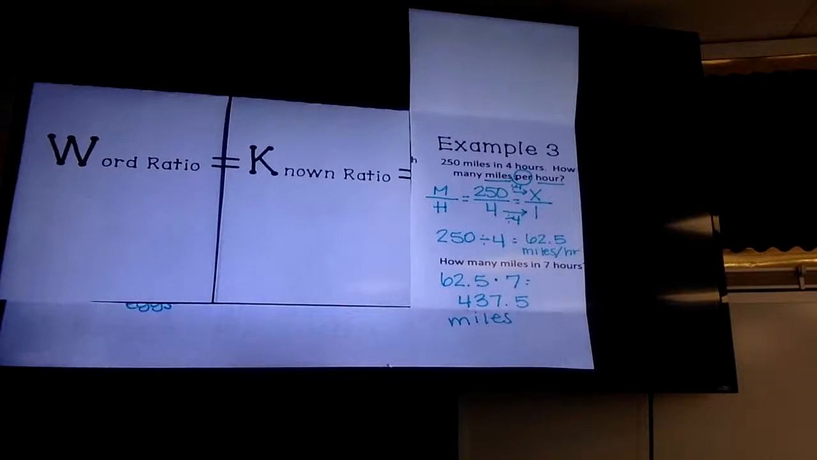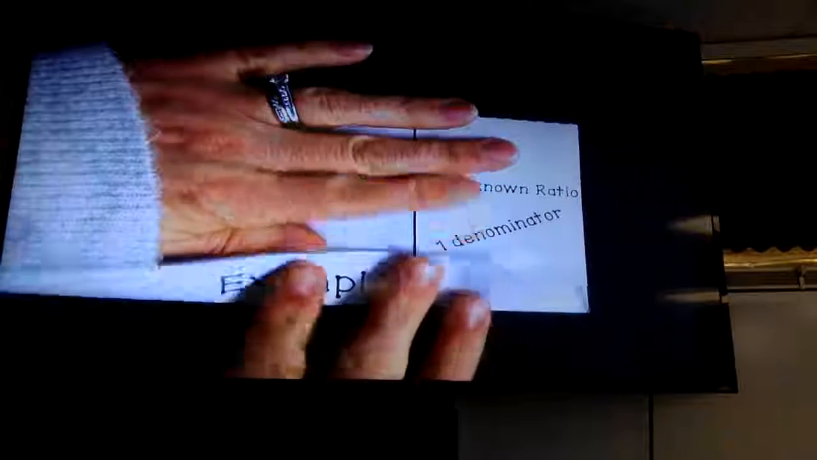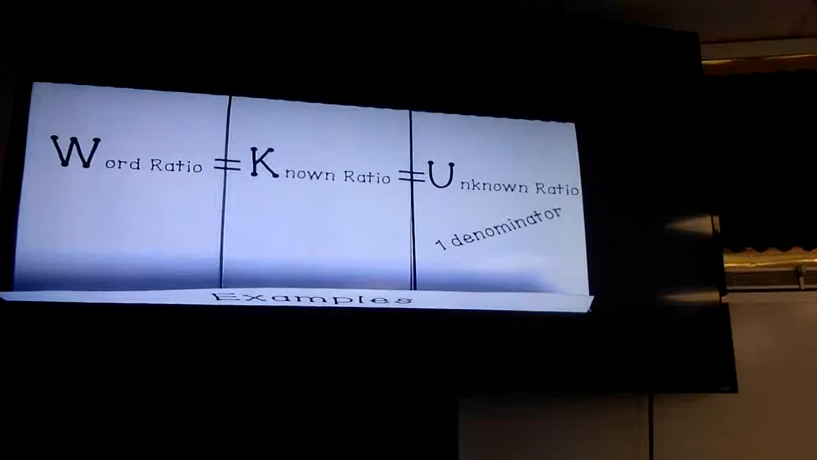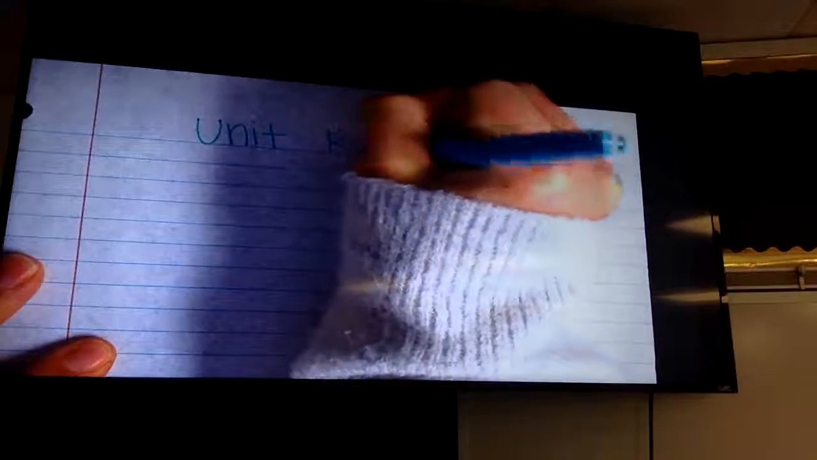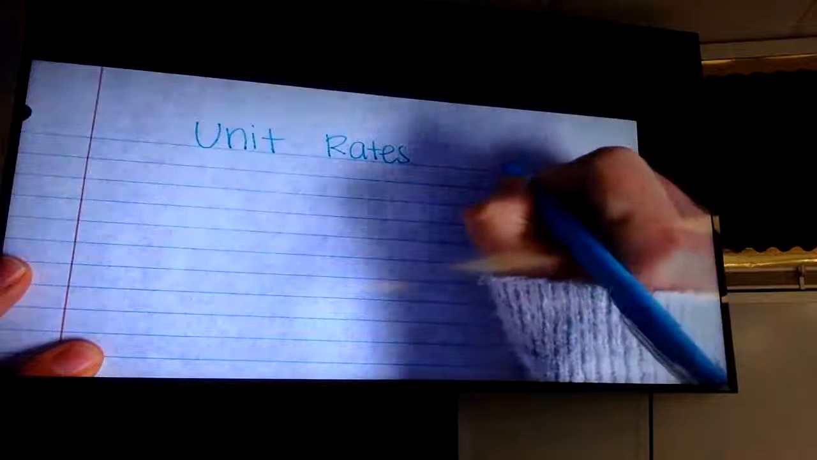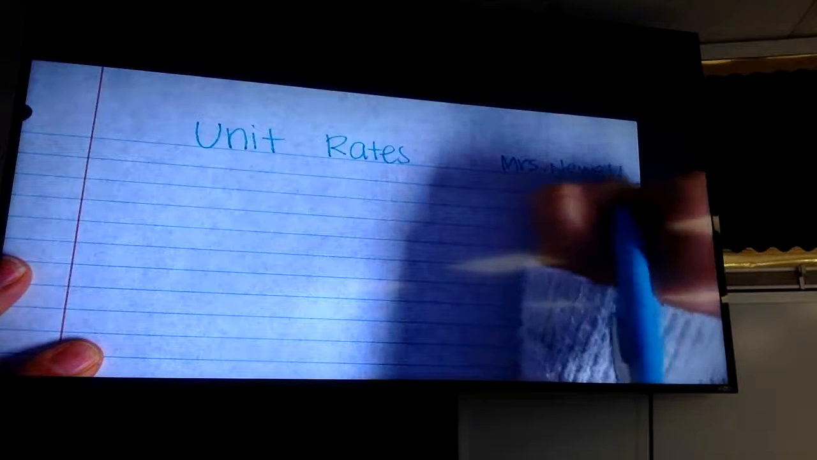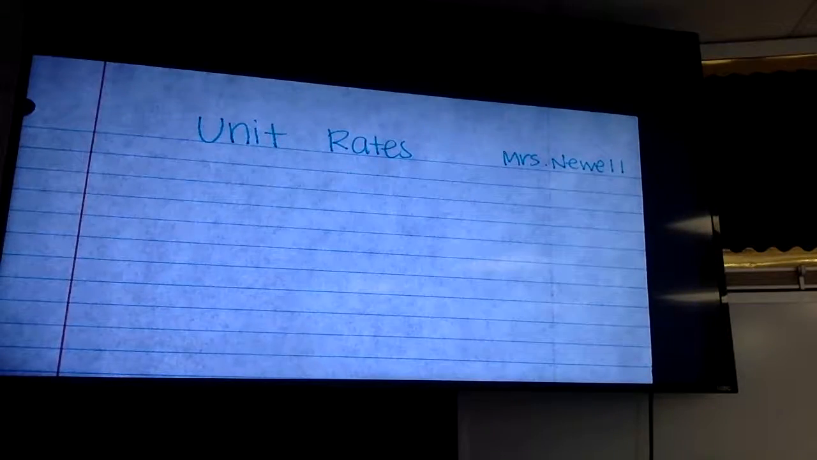Right? So now what we're going to do is we're going to take a sheet of notebook paper. And on the top of the notebook paper, I just want you to write unit rates. And put your name on it. So I'm going to put my name. You put your own name. Don't put Mrs. Newell. Okay, this way I can stick it in my binder.